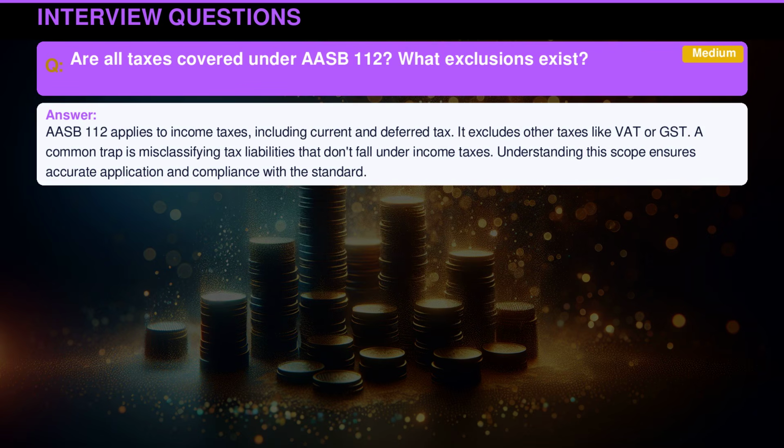AASB 112 applies to income taxes, including current and deferred tax. It excludes other taxes like VAT or GST. A common trap is misclassifying tax liabilities that don't fall under income taxes. Understanding this scope ensures accurate application and compliance with the standard.